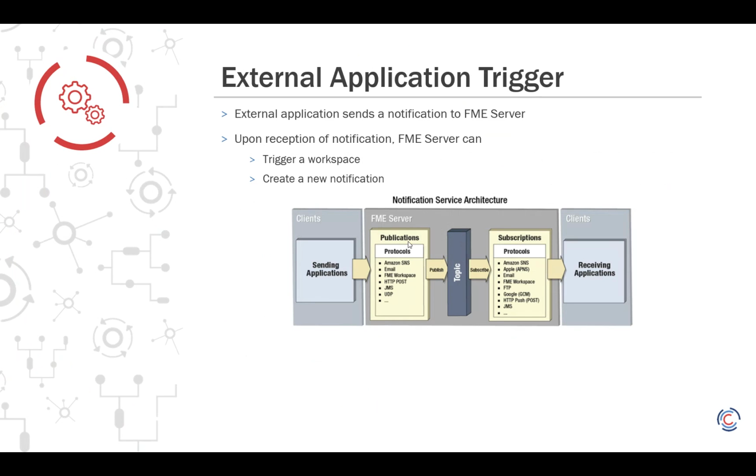There are many different ways of receiving a notification. It could be an Amazon SNS, an email reception, an HTTP post, a WebSocket, or different things. Once the publication receives that notification, it publishes it to a topic. That topic is the center part of the notification service, on which what we call subscriptions are subscribed. So once the publication gets a notification, it publishes it to the topic, and then the topic can trigger an action on the subscription part.